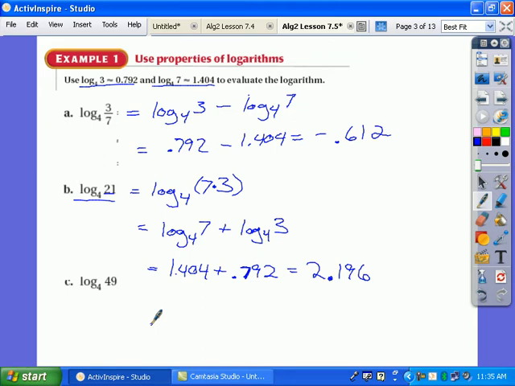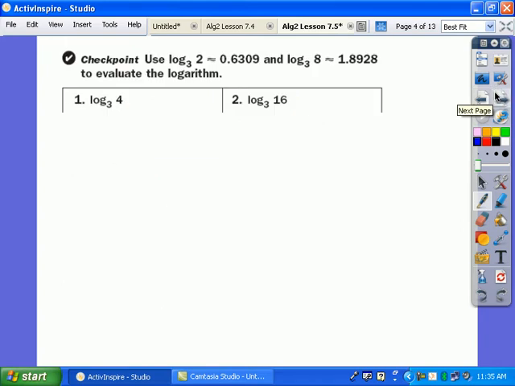All right, so I'm going to skip example C. And here are two examples I'd like you guys to work on presently. If you're watching at home, please pause the video and work on these. Thanks.